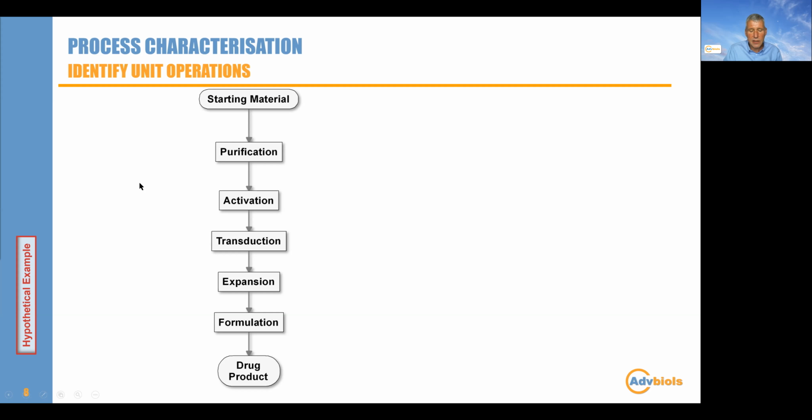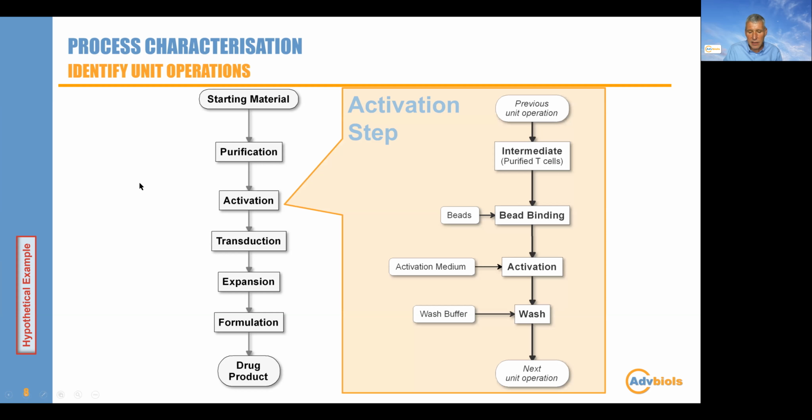What you really need to do for characterization first is obviously to identify all the individual unit operations. And so in my activation step, I've indicated that going into that activation step are purified T cells, then beads are added for a bead binding unit operation, and then activation medium is added for an activation unit operation, and then at the end, perhaps the cells are washed. This is all purely hypothetical. It's just to give a sense of what I mean.